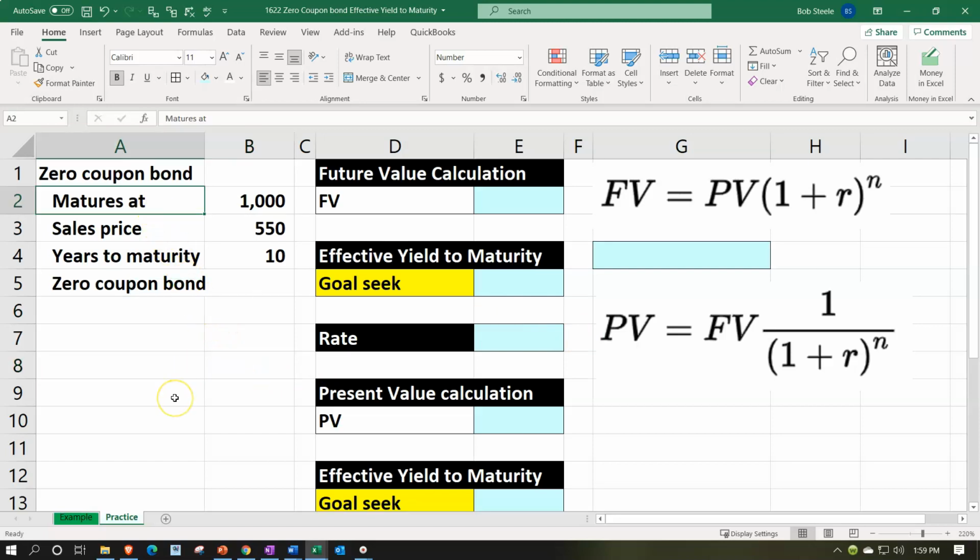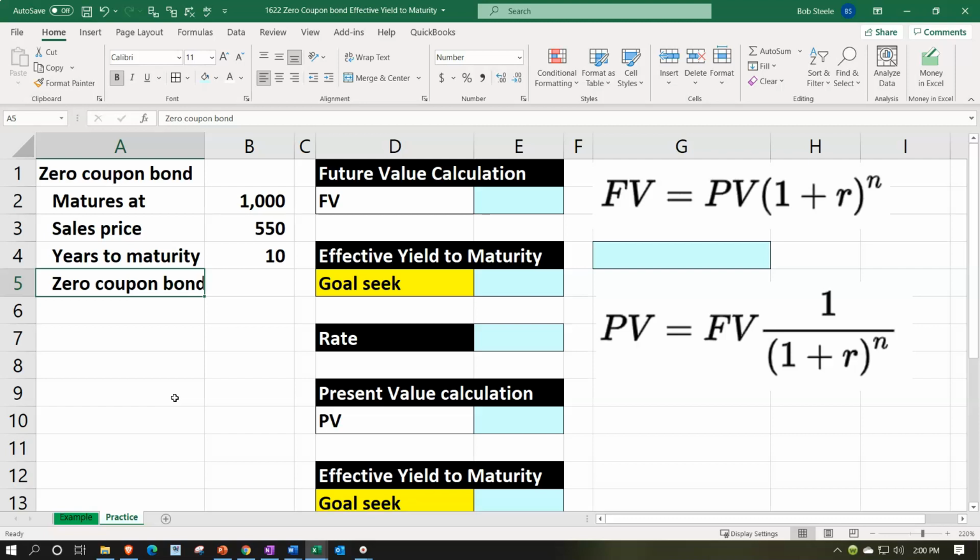So our information is it matures, the maturity amount, basically the face amount of the bond, you could think about as the 1,000. The sales price, the current price, is 550. Years to maturity are going to be 10. There's no rate on the bond because it's a zero coupon bond. We are in essence looking at the market rate, or the effective yield to maturity rate. That's what we're going to be looking for.